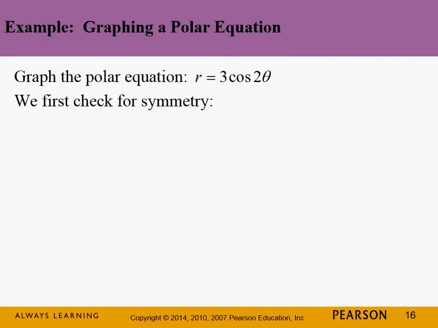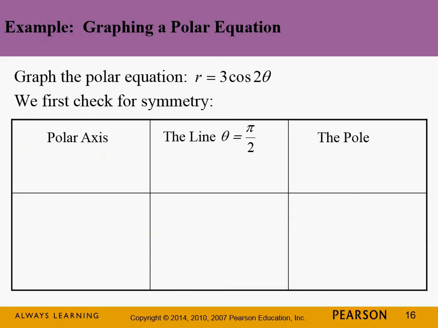So polar axis symmetry. How do we check for polar axis symmetry? Do we remember? We replace theta with negative theta. Okay? So if we replace theta with negative theta, what happens? We get r equals 3 cosine negative 2 theta. Well, cosine is still an even function, right? So it's going to just absorb that negative sign, and you still get r equals 3 cosine 2 theta.